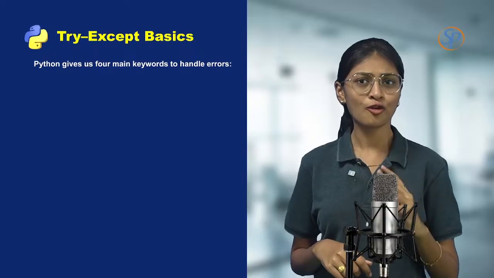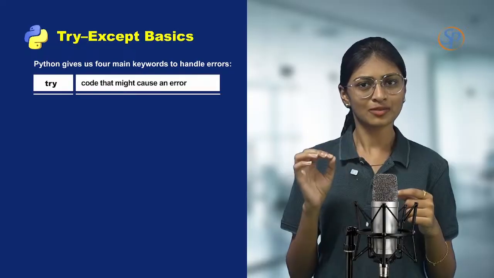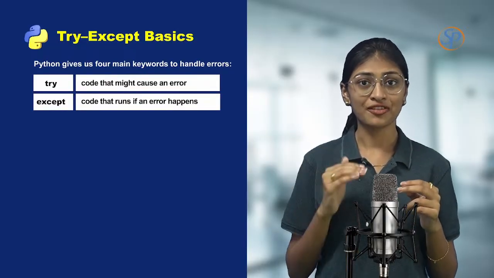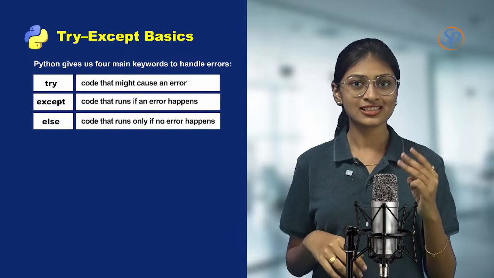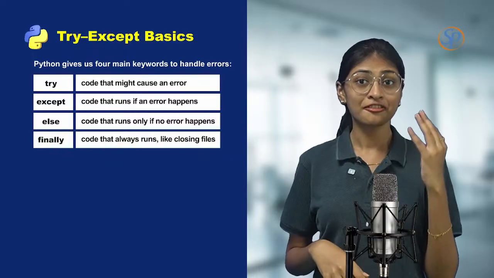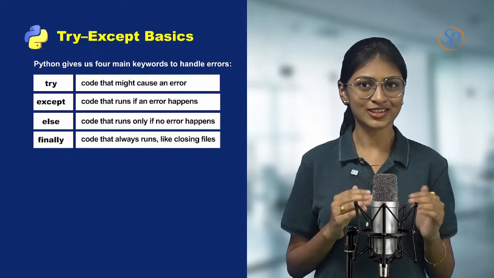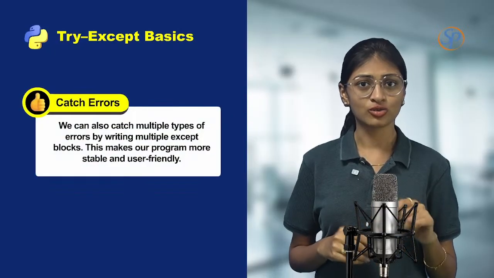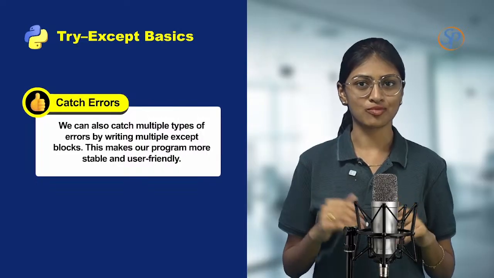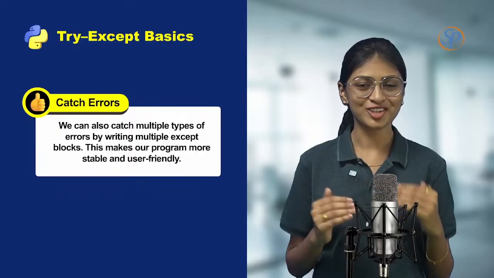Python gives us four main keywords to handle errors. Try, code that might cause an error. Except, code that runs if an error happens. Else, code that runs only when no error happens. Finally, code that always runs. Example, closing files. We can also catch multiple types of errors by writing multiple except blocks. This makes our program stable and more user-friendly.